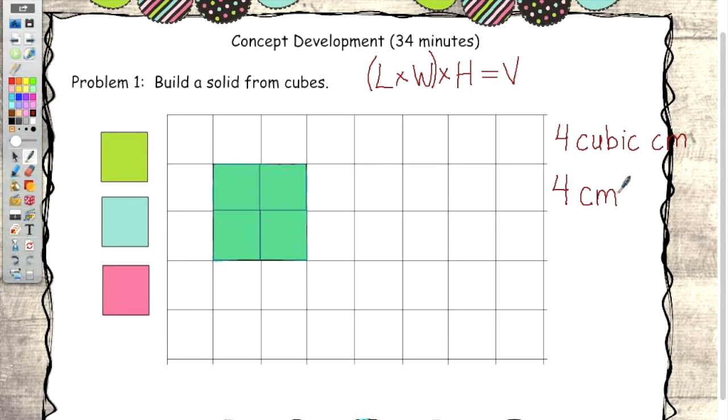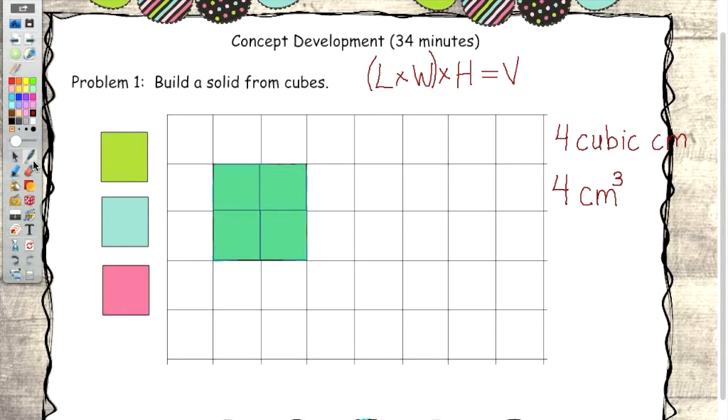How do you think I make the cube? 2. Good try. 3. A 3, okay? So this is your introduction. Did you write this on your paper? I want you to write it both ways, cubic centimeters and centimeters cubed.